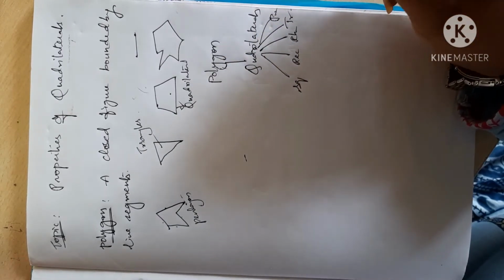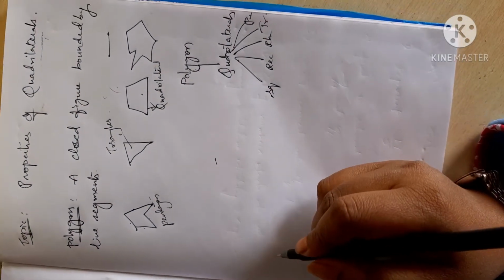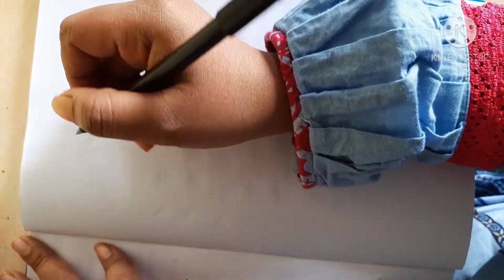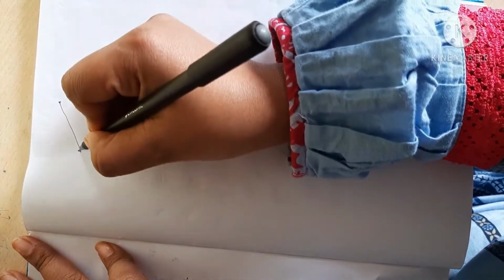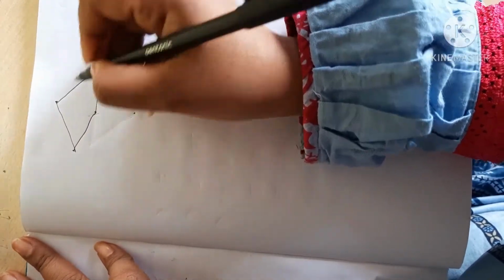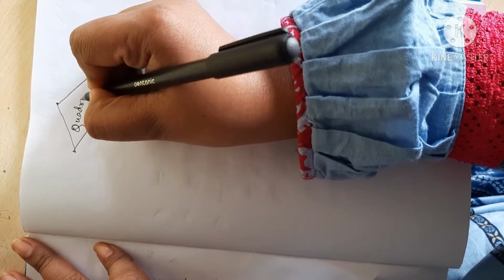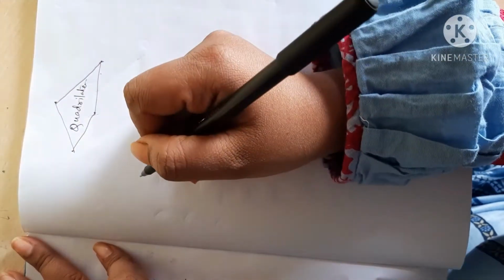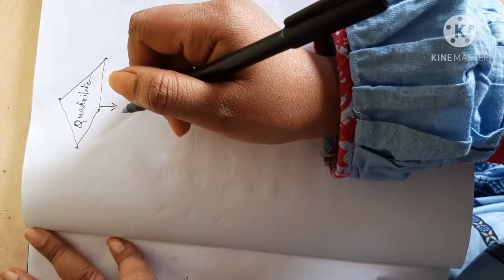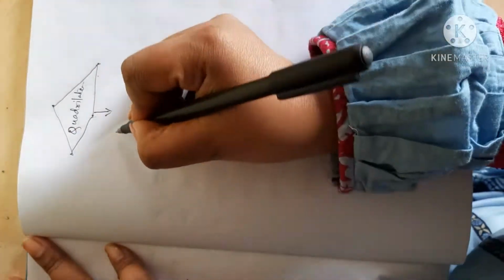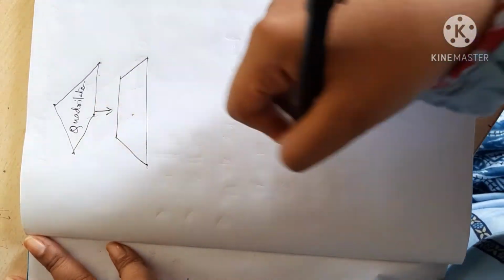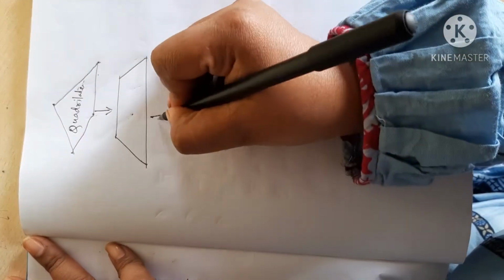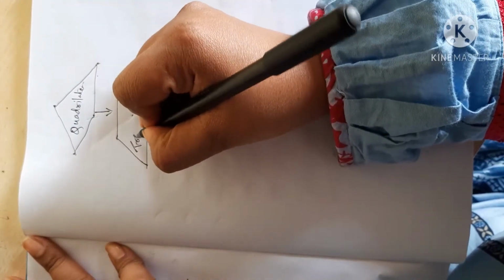So let's learn basic properties of a quadrilateral. What are quadrilaterals? 1 2 3 4. I'm joining 4 points, so it is a quadrilateral. From quadrilateral, trapezium comes. This is the family of a quadrilateral, a picture of it. Now from this is trapezium.